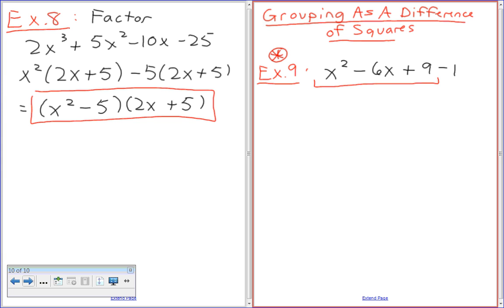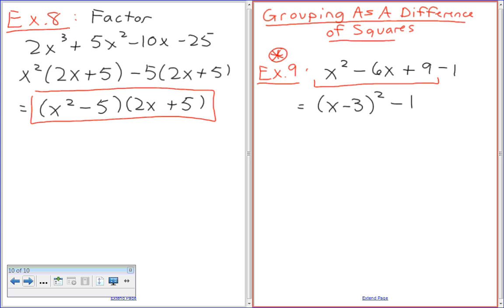How do we factor x squared minus 6x plus 9? Multiply to 9, add negative 6. What are the two numbers that multiply to 9 and add negative 6? Negative 3 times negative 3. Okay. In fact, I'm going to write this as x minus 3 squared, and put a negative 1 in there. So again, x squared minus 6x plus 9 is the same as x minus 3 times x minus 3, which is x minus 3 squared.